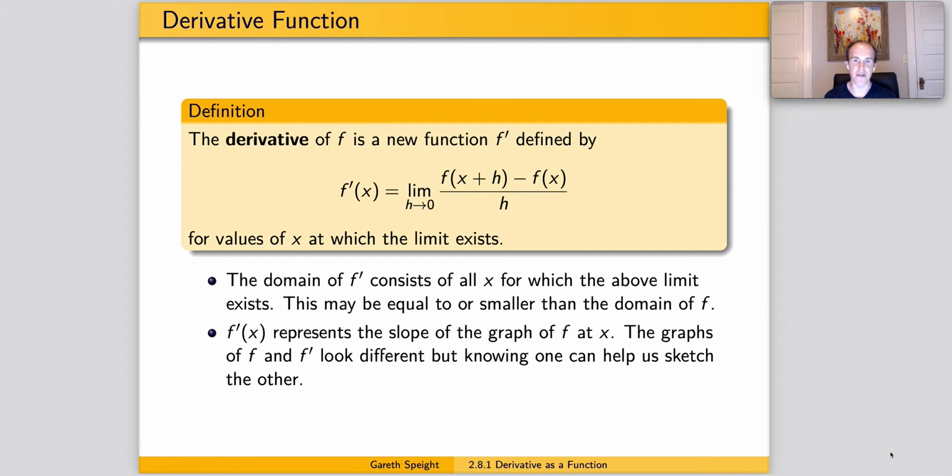So typically the graph of f will tell you something about the graph of f prime. Remember, f prime is now its own function. It's a new function. It's different to the graph of f, so it's not going to look the same, but there is a correspondence between them.